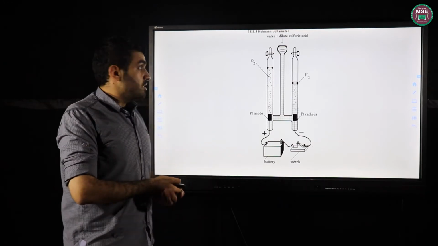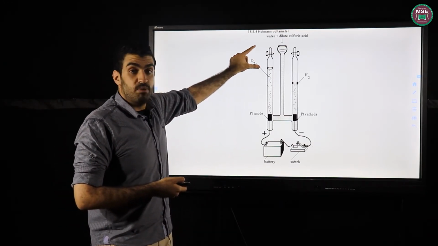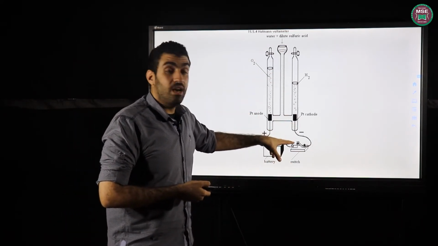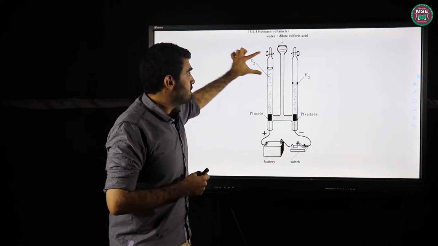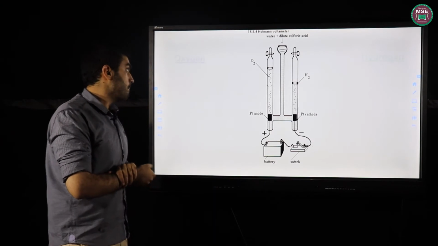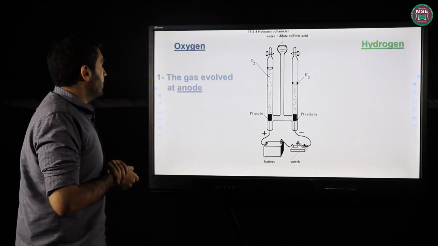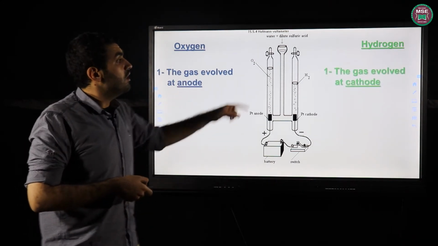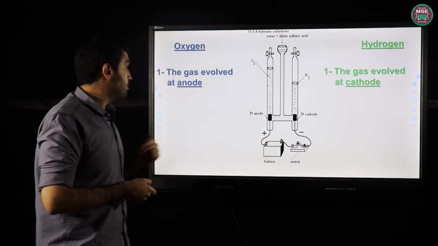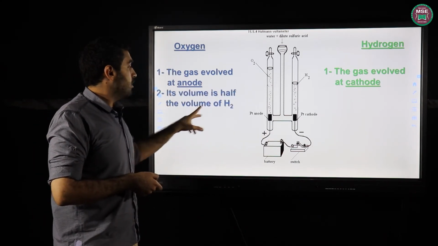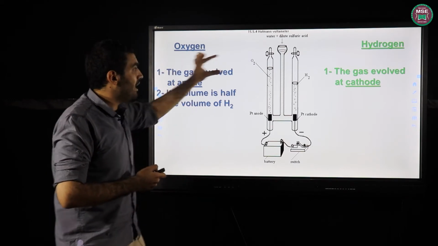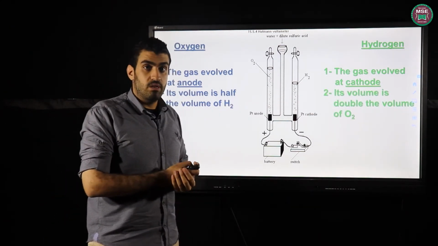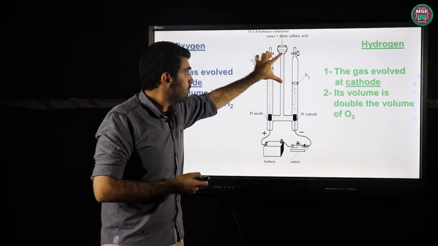This is Hofmann's voltameter. As we see, oxygen is found above anode, the positive pole, and hydrogen is found above cathode, the negative pole, and the volume of hydrogen is double the volume of oxygen gas. Oxygen and hydrogen. Number 1, oxygen is the gas evolved at anode, while hydrogen is the gas evolved at cathode. Number 2, the volume of oxygen gas is half the volume of hydrogen gas, so the volume of hydrogen gas is double the volume of oxygen gas.